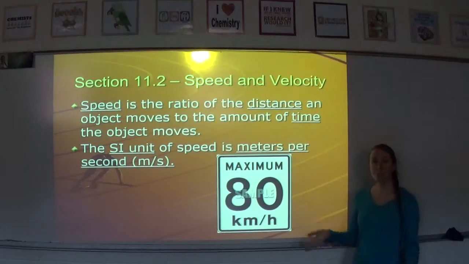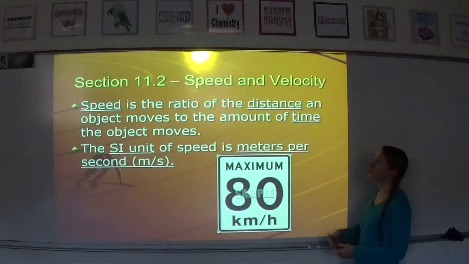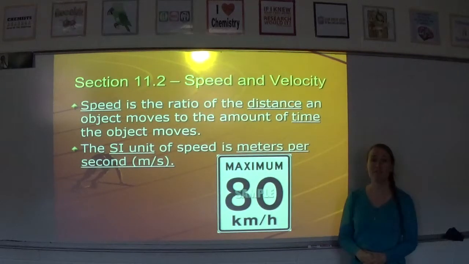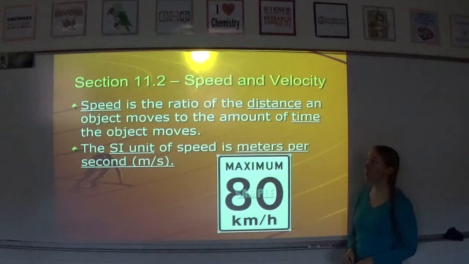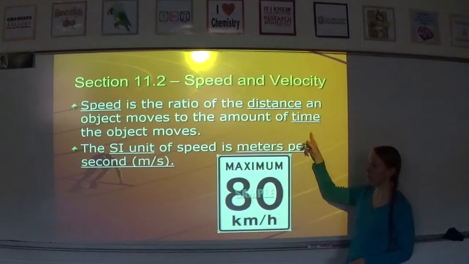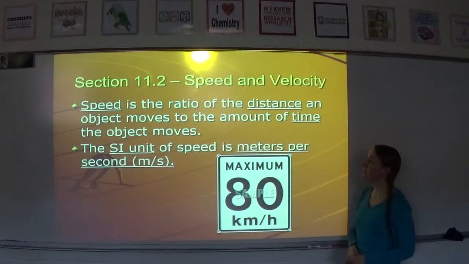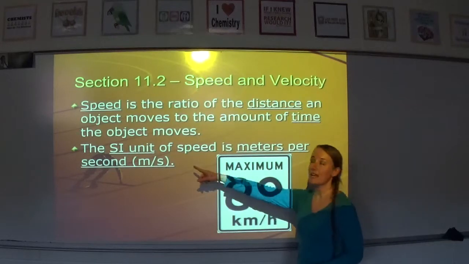Alright, so in Section 1, we discussed the difference in distance and displacement. So in Section 2, we're going to discuss the difference in speed and velocity. Speed is the ratio of the distance an object moves to the amount of time the object moves. So it's distance over time. The SI unit for speed is meters per second, or m/s.